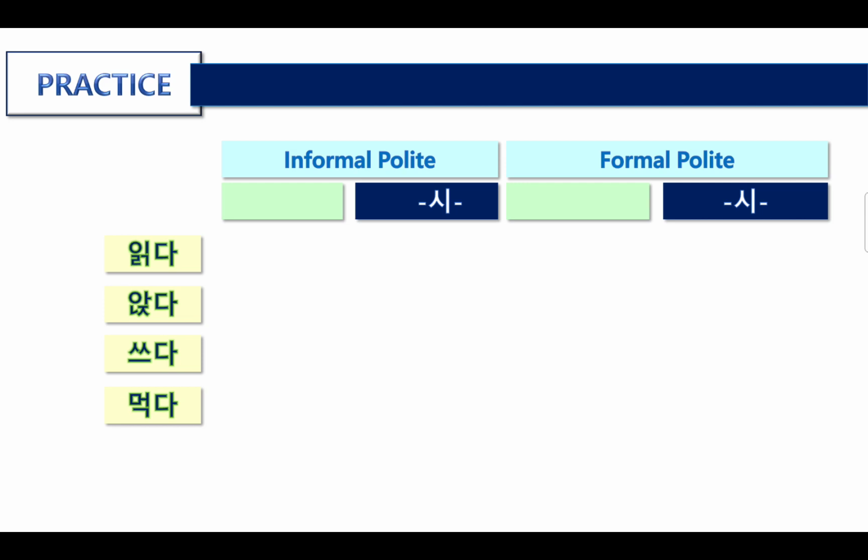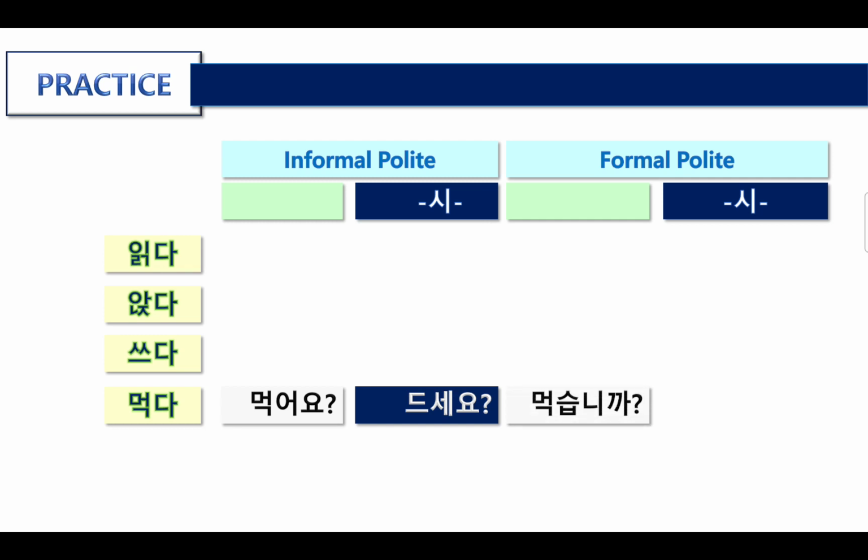먹다, 먹, dark vowel, 먹어요. And when 먹 meets 시, the root form changes. Do you remember? So not 먹으세요, but 드세요, 드시어요, 드세요. And 먹습니까, and with 시 it changes again. So 드십니까?